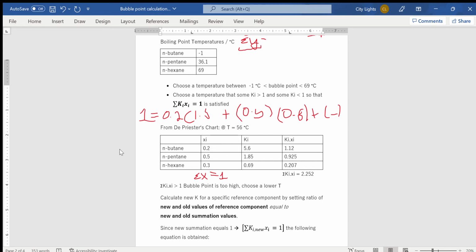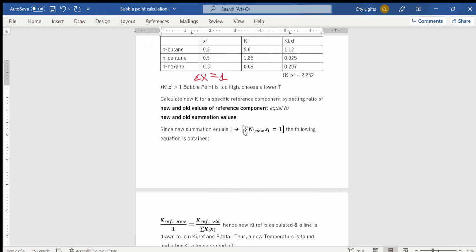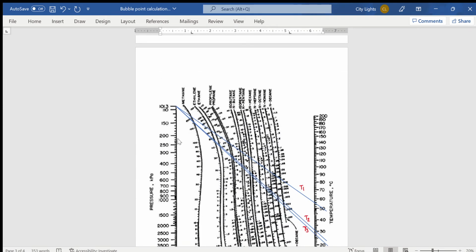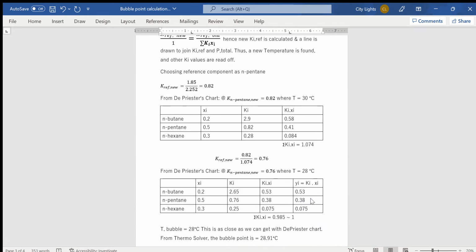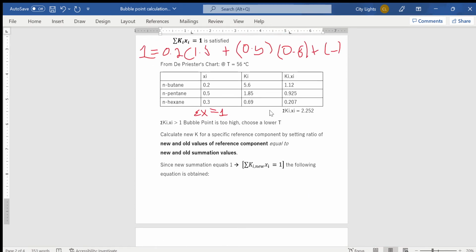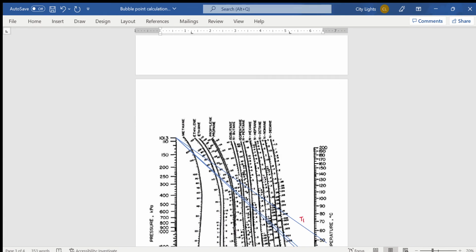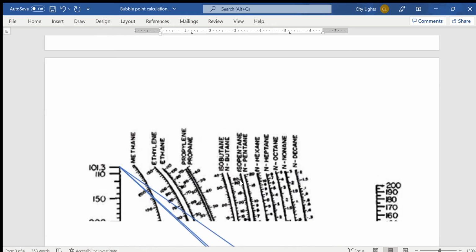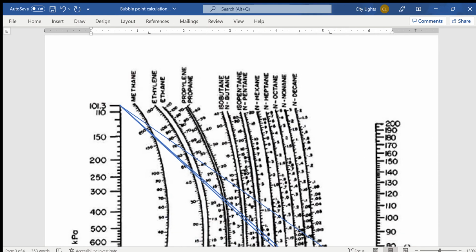And now I'll go back to how I read off these values, N-butane, N-pentane, and N-hexane, going on for T equals 56. So I made a line over here at 101.3 and at T equals 56. And my first value was 5.6, then I got 1.85, then I got 0.69. Let's see if I'm getting the same values over here. For N-butane, my first value over here, see this is the graph of N-butane, and I'm getting 5.6.